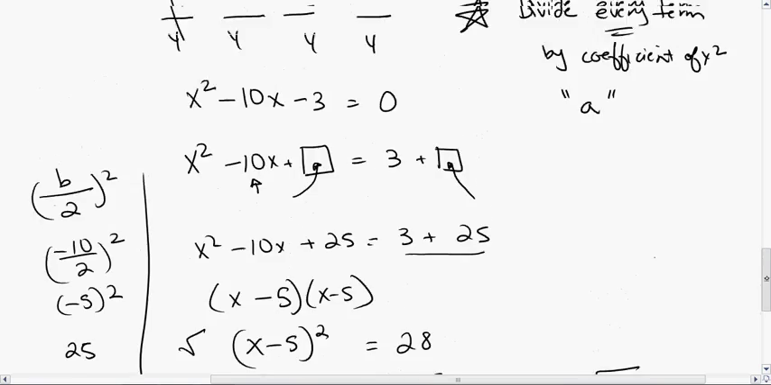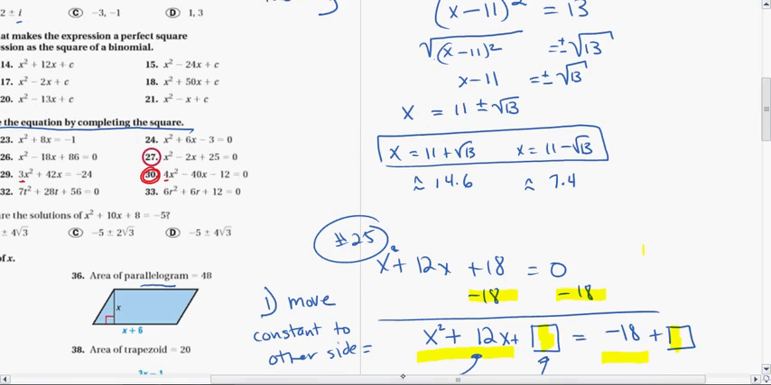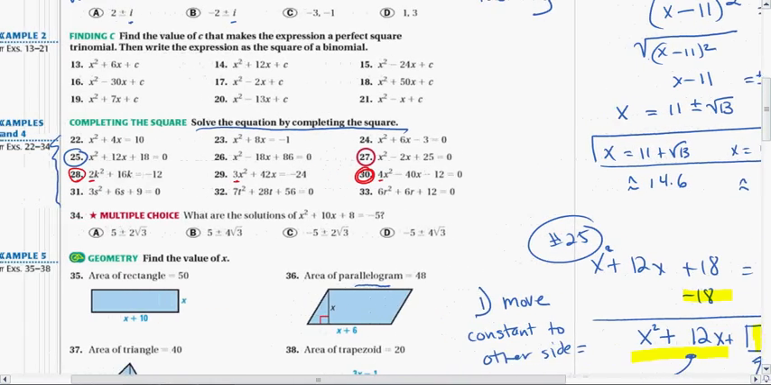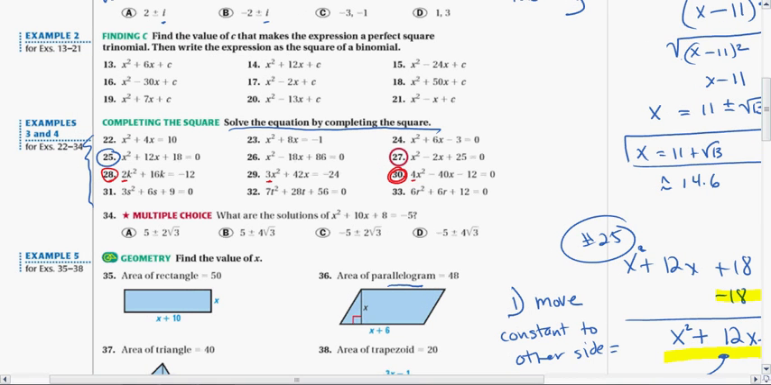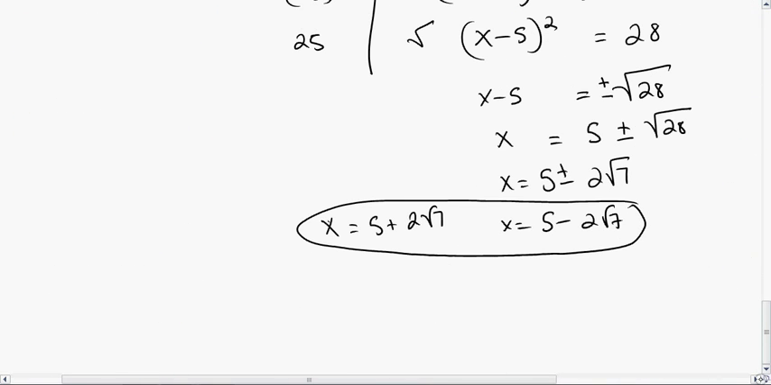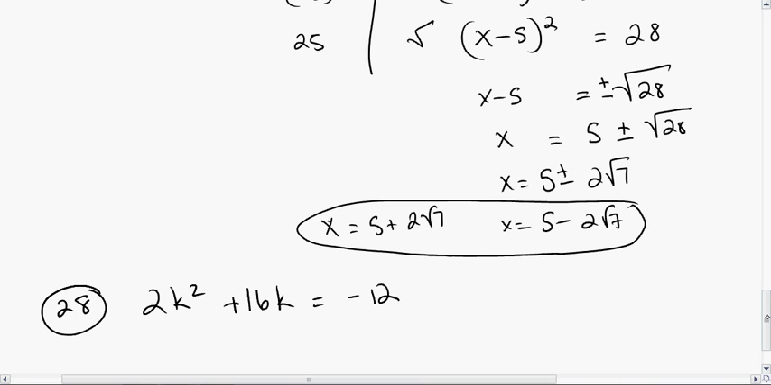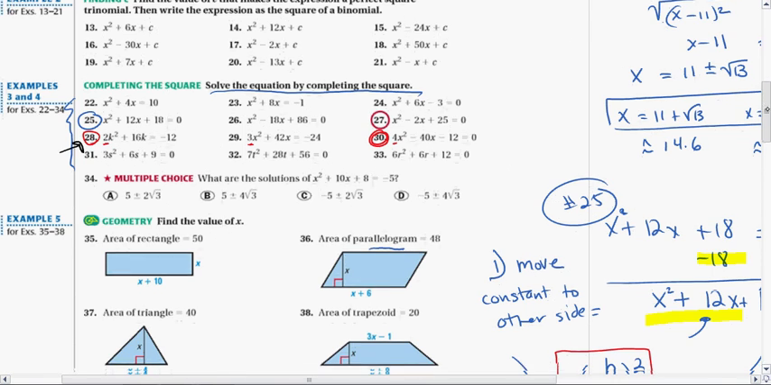Let's do another one that's like that. So go back up here. Let's try number 28. You could do number 29 and check your answer, but let's do number 28. 2k squared plus 16k equals negative 12. Did I get that right? Yes.